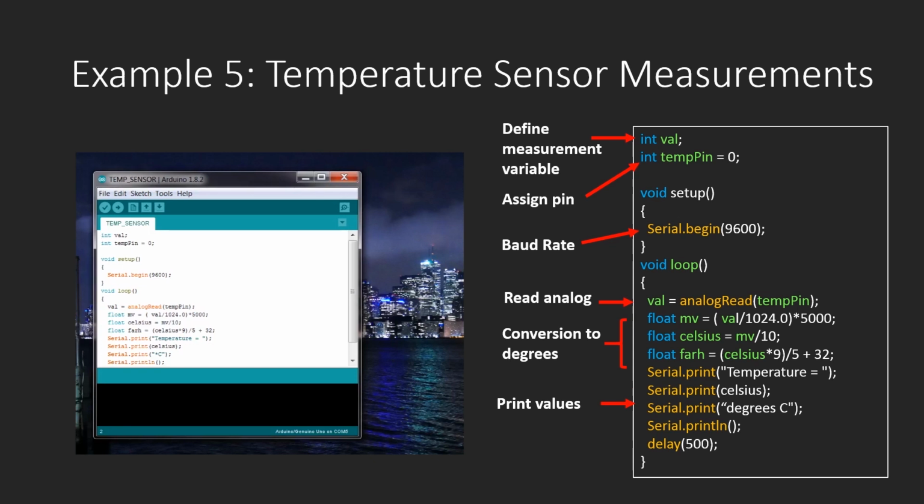Remember, we're using analog pin 0 in this case. Next, under the main setup function, we assign the baud rate. As we showed in previous examples, we are still using 9600. Now, the main instructions go inside the loop function.